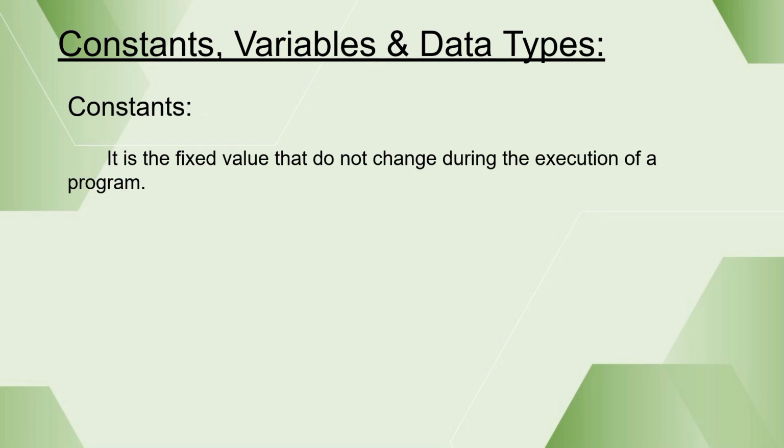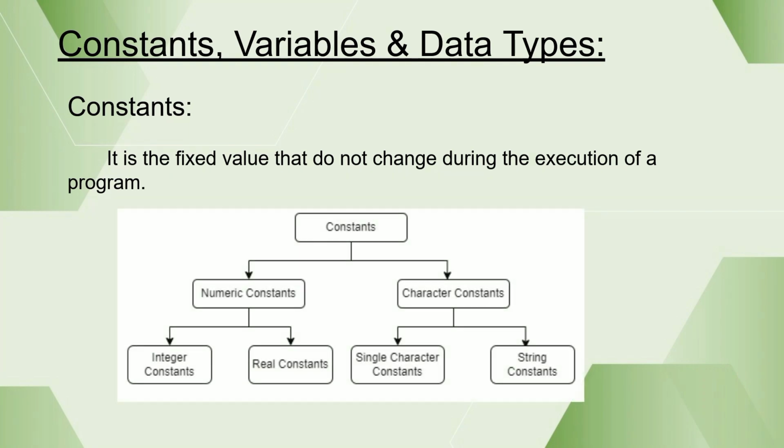Next, what are constants? A constant is a fixed value that does not change during the execution of a program, and constants are classified into 2 types: numeric constants and character constants. Numeric constants are also classified into 2 types: integer or real, and character constants are also 2 types: single character constant or string constant.